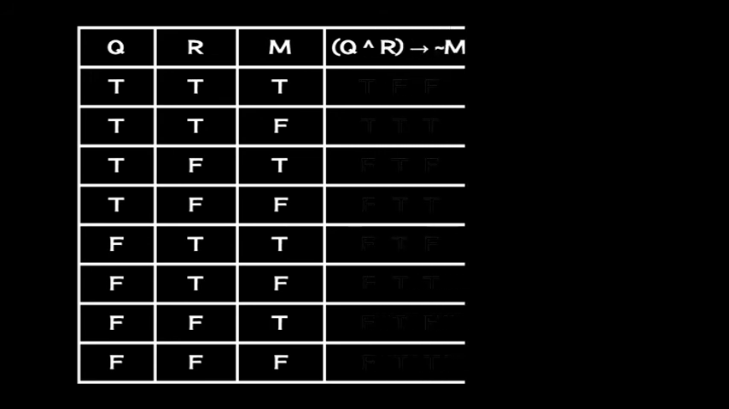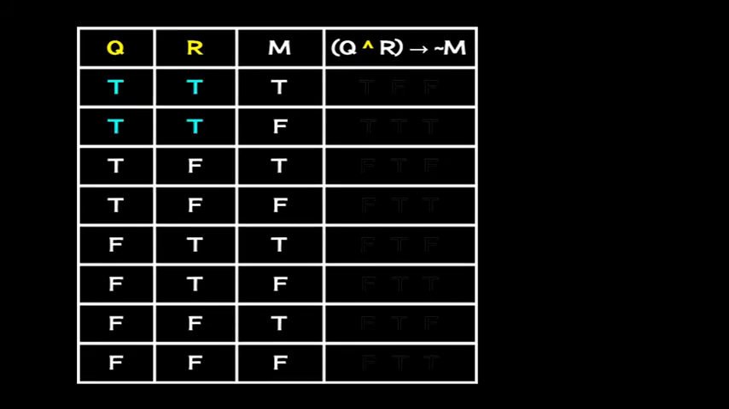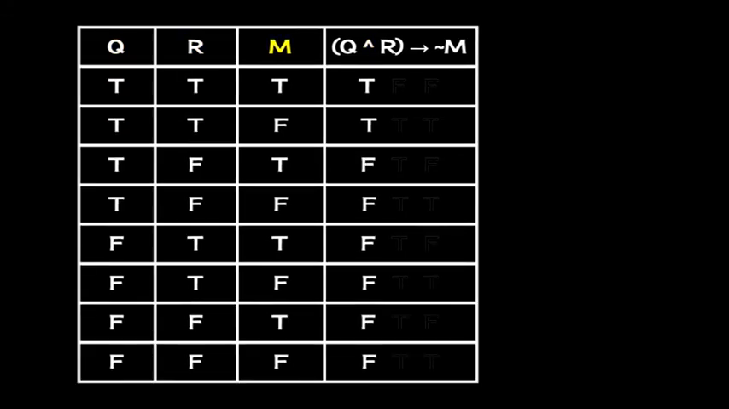Now let's try it with fewer columns and see if that's okay. So now we're back to our basic 3 columns, Q, R, and M. And we're going to add a 4th column, Q and R, then negative M. So we're going to, under the Q and R, look for when Q and R are both true. And we'll write a true in this column on the left side. And then we're going to look at M. And we're going to write the exact opposite of M under negative M on the right side.